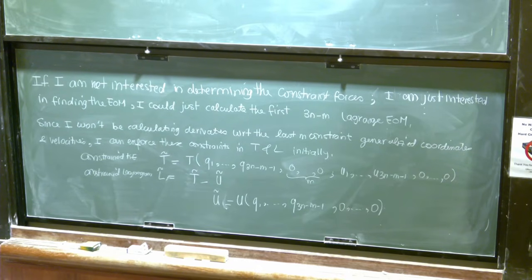So again, if I'm not interested in calculating the constrained forces, I just want the equations of motion, then I can make a simplification early on by writing the constraint kinetic energy and the constraint Lagrangian, and I'll take a derivative of a simpler expression. Okay, so let's consider the simple harmonic oscillator again.